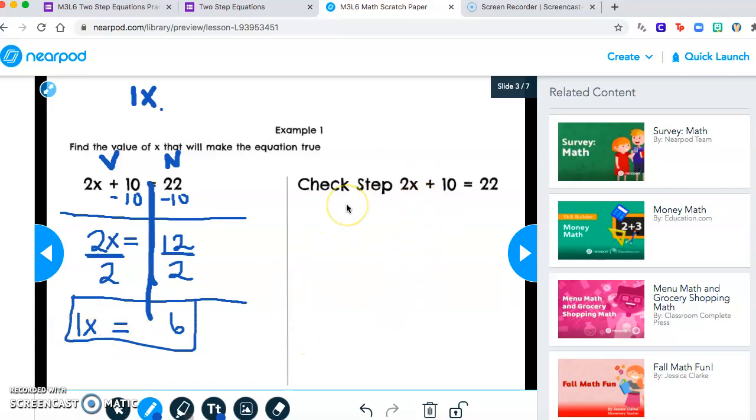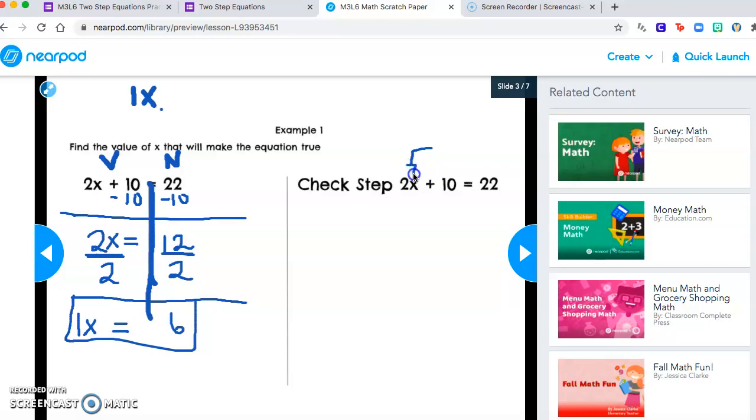Now the check step is for you to make sure that you are actually correct. Does the value of x actually equal 6? So we substitute, remember, 6 for x. So we do 2, and we're going to do times 6. So we put parentheses so people don't think it's just 26, plus 10 equals 22. So we're going to see, does the left side actually equal 22?